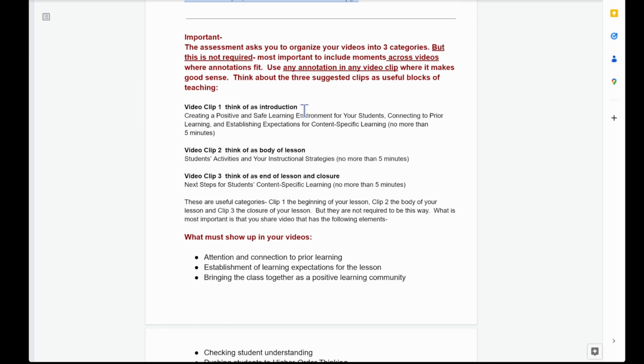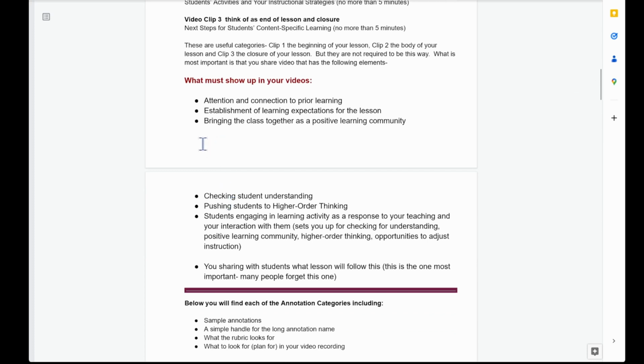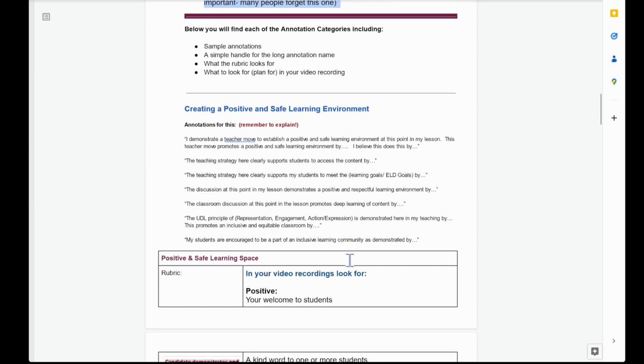It's useful to structure your lesson kind of in this way, as an introduction, and then follow with a body of the lesson, and then follow with a closure. But don't be bound to that. Think about the video as what holds the most marks of those annotations for yourself to be able to describe in your submission. I put this list down here. These are things that should show up in your video. And then I give some examples for each of them.